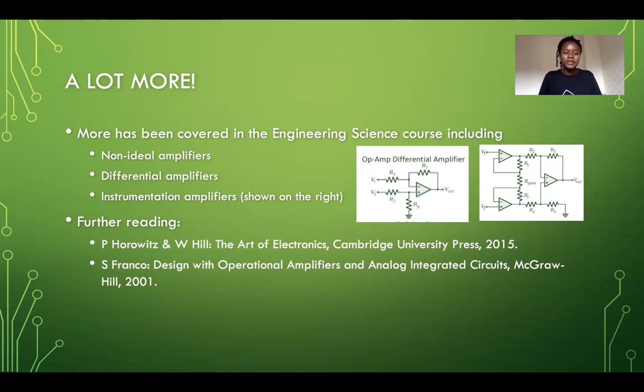We've covered other things such as non-ideal amplifiers. If you remember, I said we're assuming certain things just to make the calculation simpler, but we can sometimes account for those non-idealities, and we're able to calculate with those as well. So we've covered that. We've also covered differential amplifiers, which you can see on the image there, the left one. Once again, you can easily find out the gains just by doing the steps that I've shown you in the last few slides.